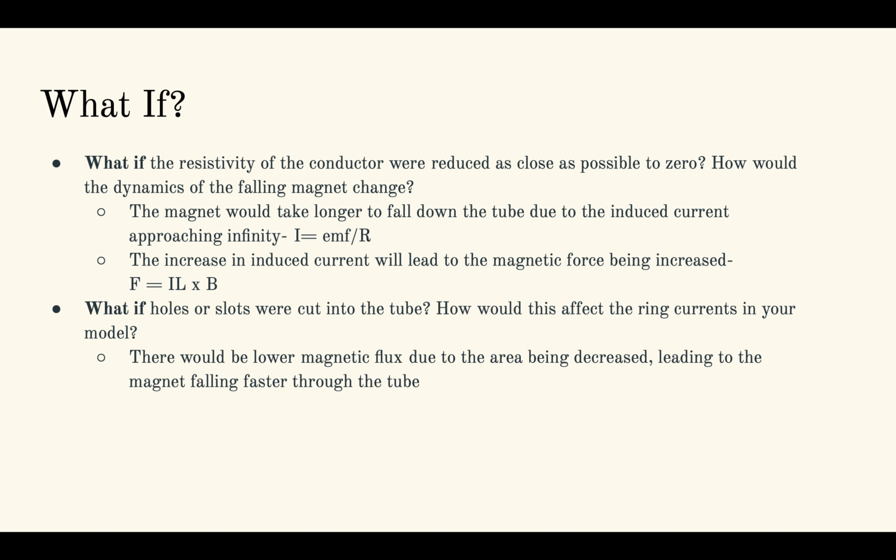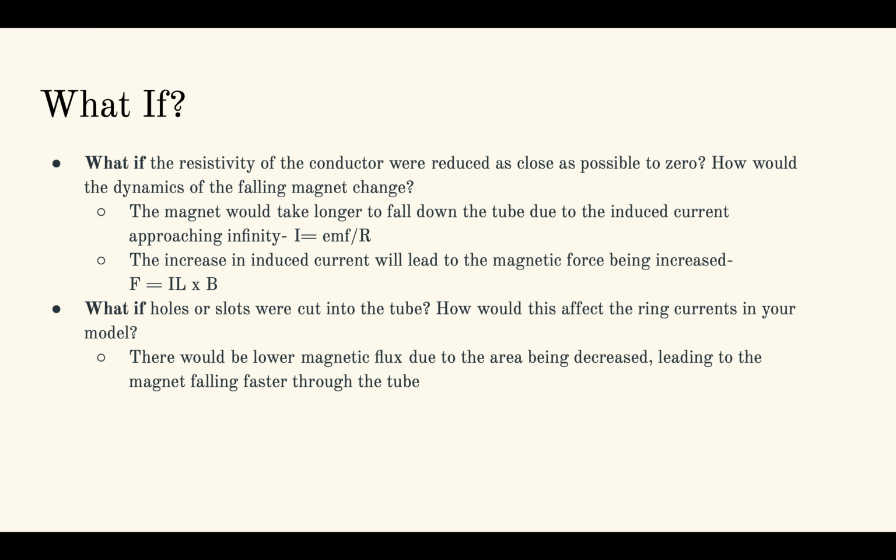So what if the resistivity of the conductor were reduced as close as possible to zero? How would the dynamics of the falling magnet change? The magnet would take longer to fall down the tube due to the induced current approaching infinity by I equals EMF over R. And the increase in induced current will lead to the magnetic force being increased.